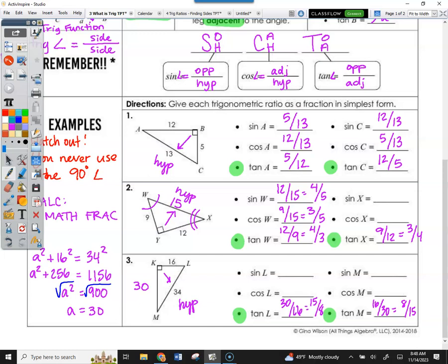All right, switch gears to angle X. Sine of angle X. What would it be? 9 over 15, which reduces to 3/5, and then cosine X, which reduces to 4/5. What do you notice? Does that happen every time?